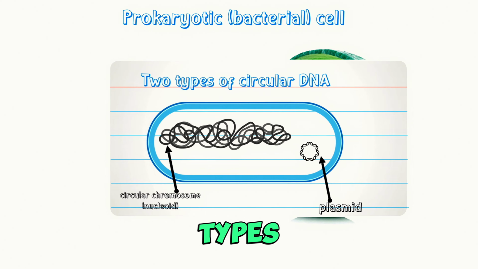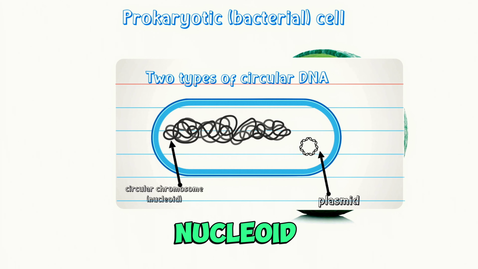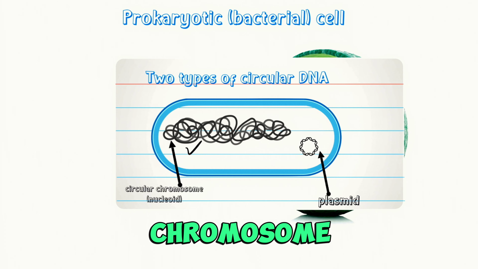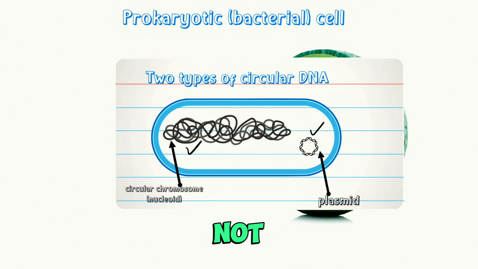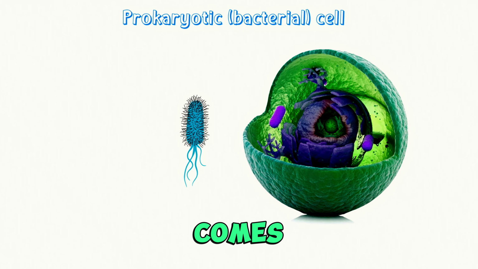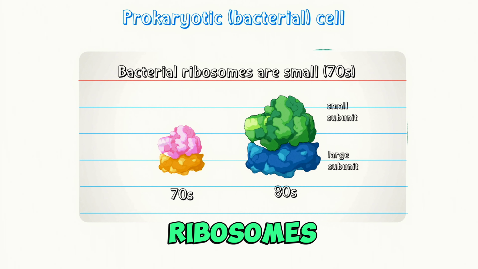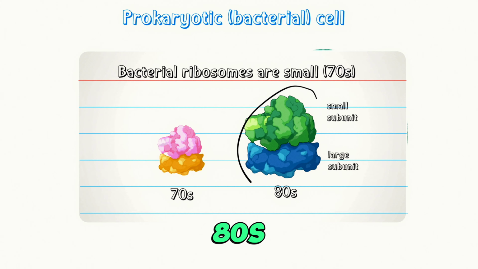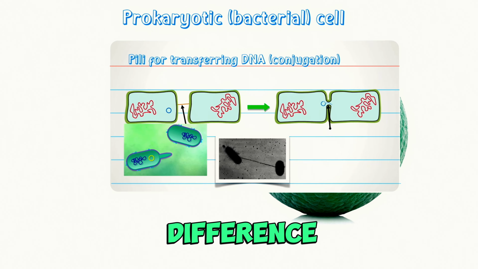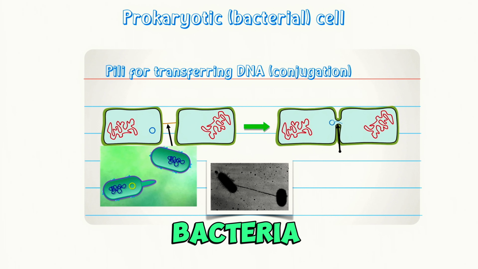There are two types of DNA in the bacteria. There is the nucleoid, which is the large circular chromosome, and the plasmid, which may not always be found. Another difference comes from the fact that bacteria contain the 70S small ribosomes in comparison to the 80S large ribosome you find in eukaryotes. The third difference is the fact that bacteria contain some unique structures, such as those pili.